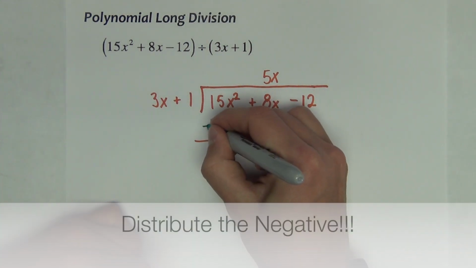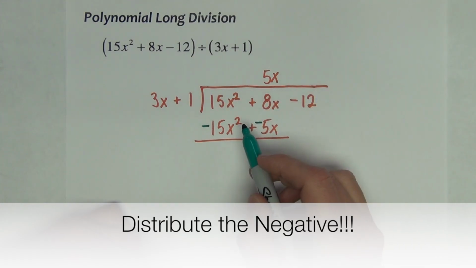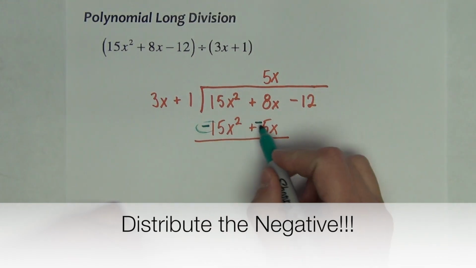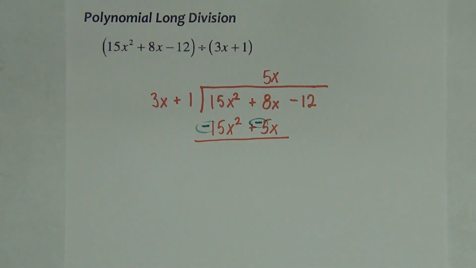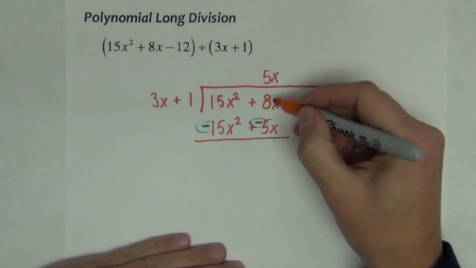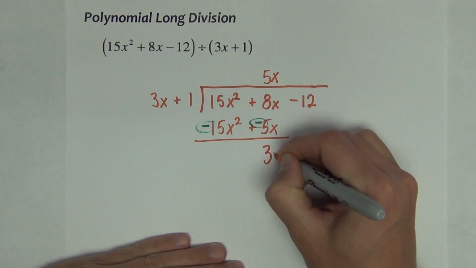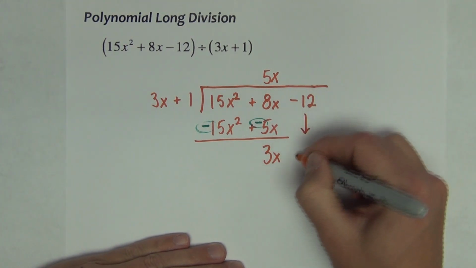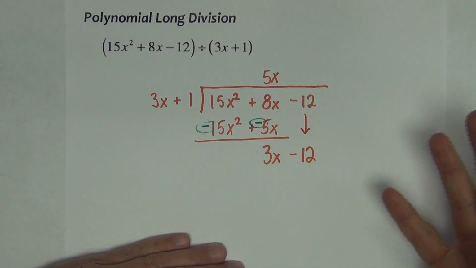So I'm going to take away the 15x squared, and I'm going to take away this positive 5. So I'm making sure that I carry that minus into both terms. Okay? So 15x squared minus 15x squared is 0. Those cancel out. And 8x minus 5x is 3x. And we bring down the next number, which is minus 12. And now we do this all over again.